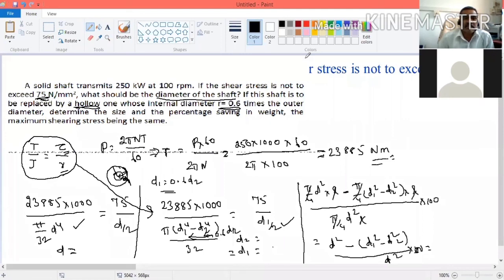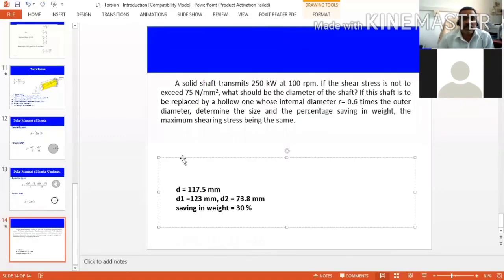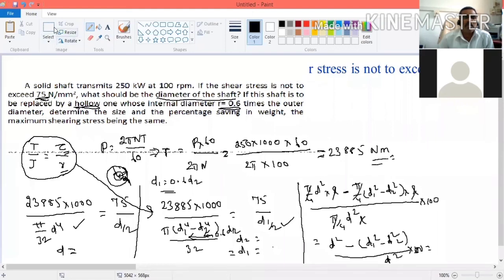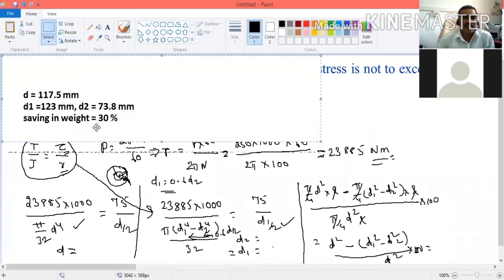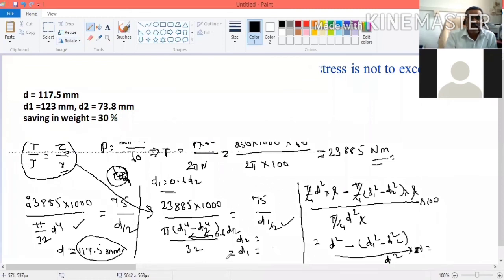Now let us see the values. So these are all the values. If it is a solid shaft, the diameter is equal to 117.5 millimeters. And if it is a hollow shaft, the outer diameter D1 is equal to 123 millimeters, and the inner diameter is equal to 73.8 millimeters. And the percentage of saving in material is 30 percent. So these are all the results.